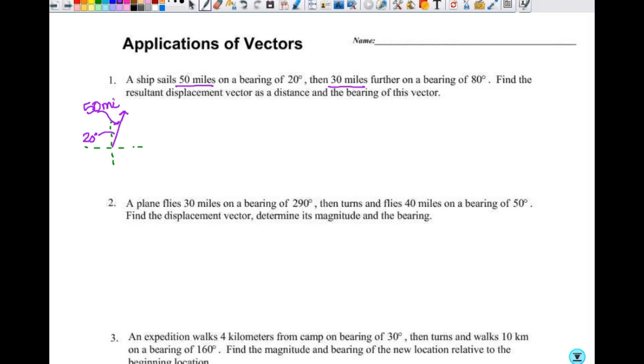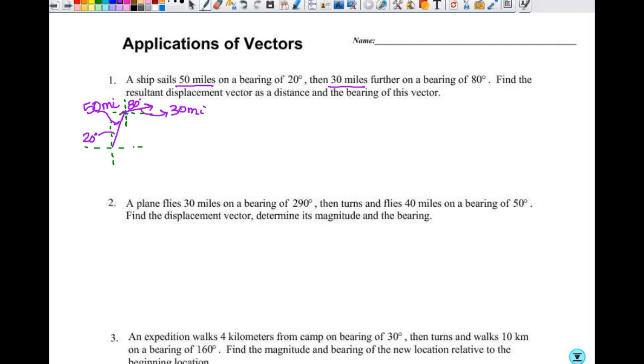Then 30 miles further on a bearing of 80. So then I need another perpendicular here. This time my bearing is 80, so it's going to be a lot closer to what I would think of as the x-axis, but it's not going to be as long as the 50-mile one. So, oops, that kind of is long. Let's see, I got to get in front of it. There you go. Maybe something like that, okay? So then this is 80 degrees, and then this length here is 30 miles, right?